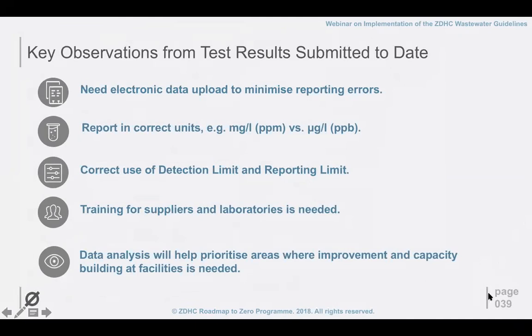So on the key observation, the whole point of this system is to have an electronic data upload to minimize the reporting error. We ensure that all the reporting units are in the correct unit, for example, milligram per liter, or ppm, just to make everything consistent. We also align the detection limit and reporting limit within the wastewater guideline, and this is reflected onto the wastewater gateway. So when you show one report to a brand and the same report to another brand, the brand knows what standard you're working on, and this is the beauty of the globally harmonized standard.